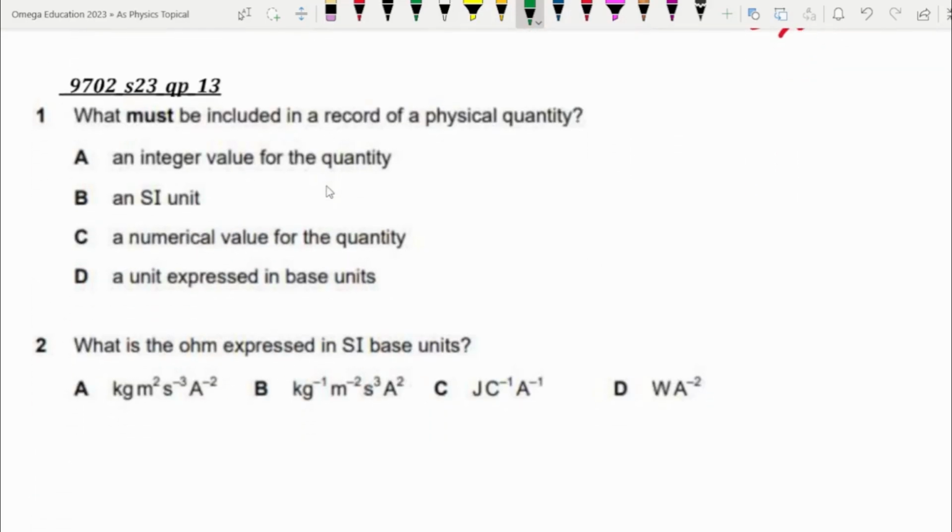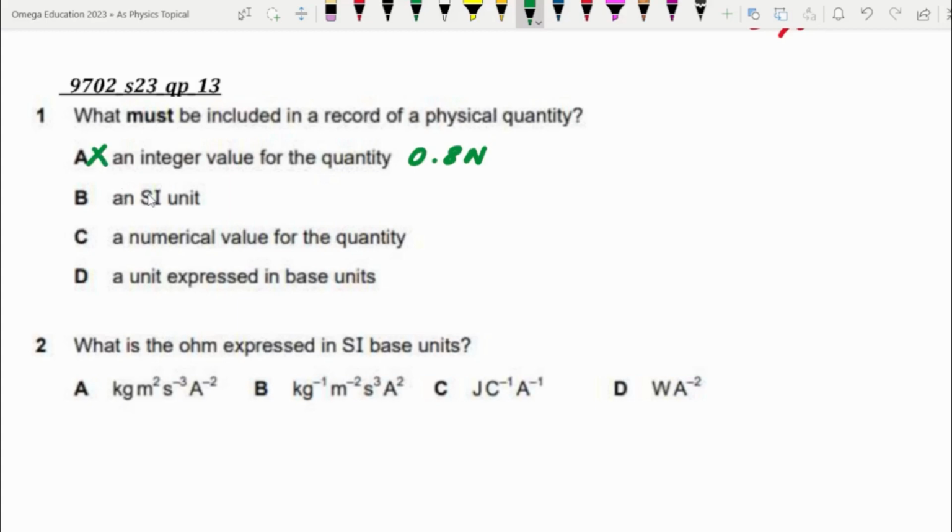Okay, moving on to the next one. What must be included in a record of a physical quantity? An integer value for the quantity. Okay, so what about 0.8 Newton? You can have a force of 0.8 Newton. The integer is not a compulsion, so not option A.